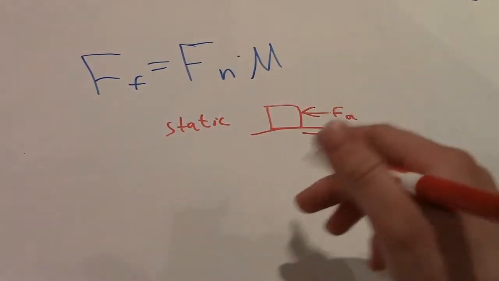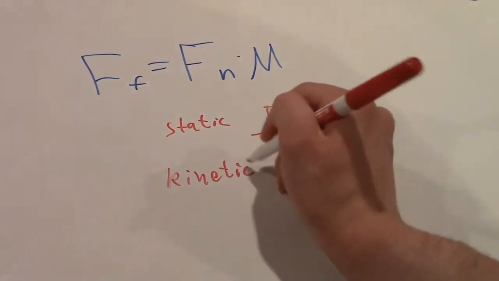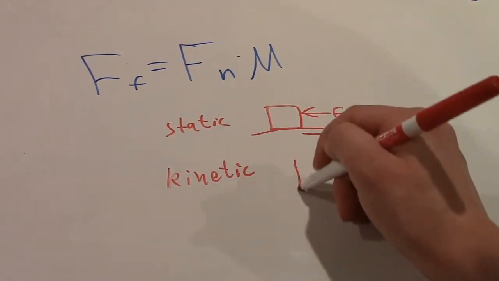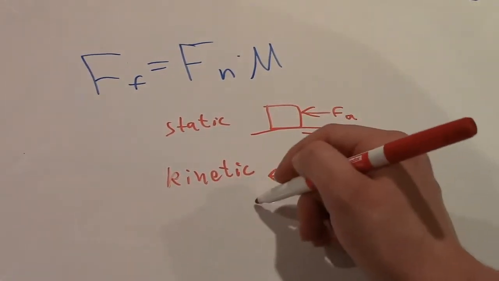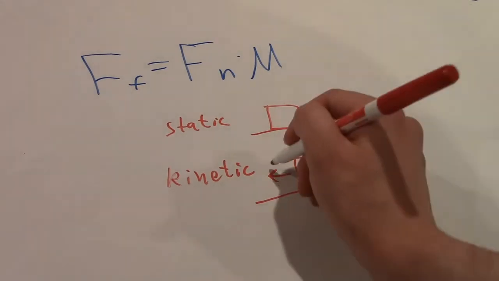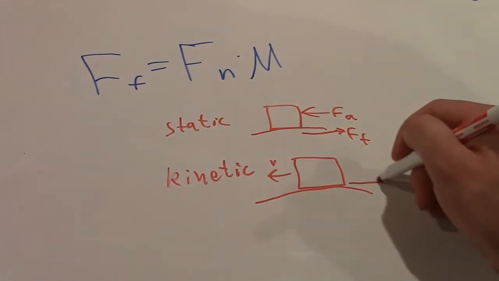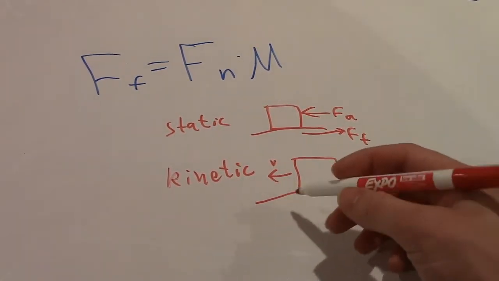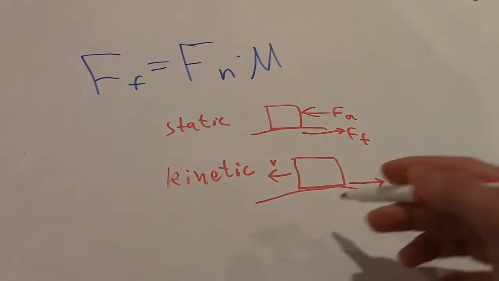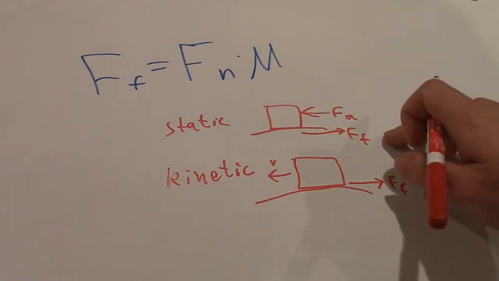Now there's another type of friction called kinetic friction. This is when an object is moving relative to the surface it's resting on, so it's moving with some velocity v. In this case, there's a force of friction working against the movement. The force of kinetic friction is less than the static friction.